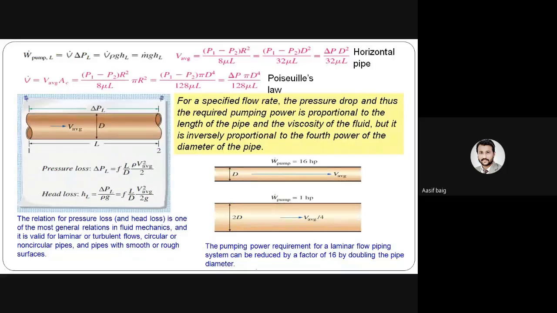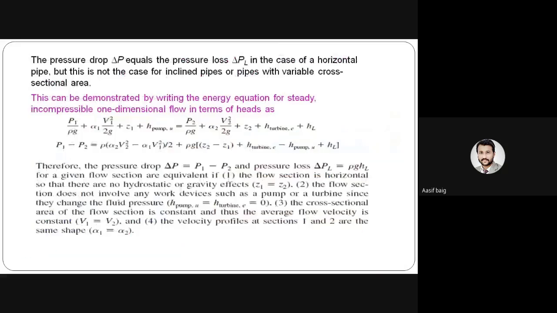So here, for the horizontal pipe, the equation for Poiseuille's law is given. This is not very important for this topic, so we will skip this, and we will see the equation. The pressure drop ΔP equals the pressure loss ΔP_L in the case of a horizontal pipe, but this is not the case for an inclined pipe or a pipe with variable cross-sectional area.